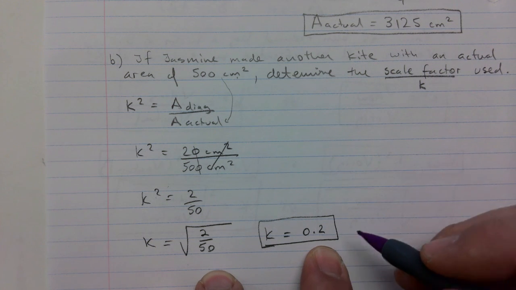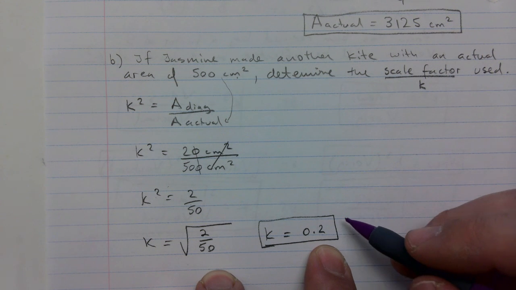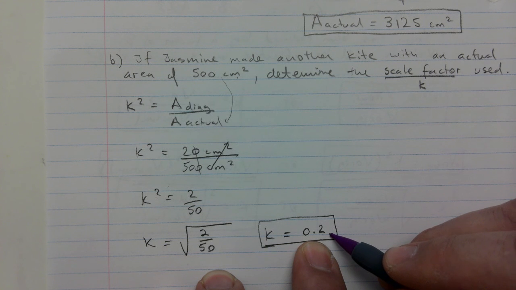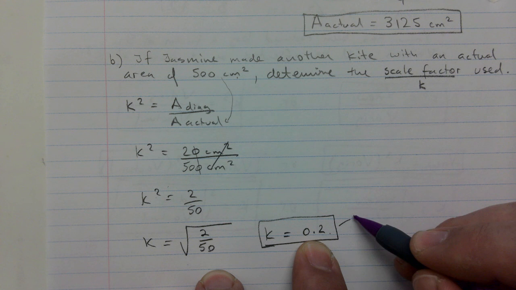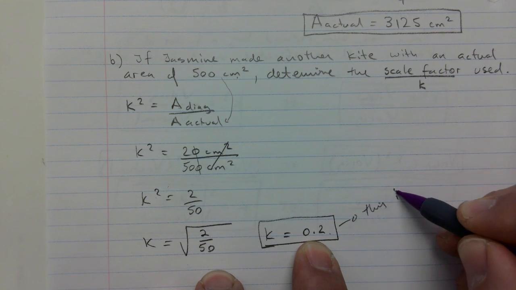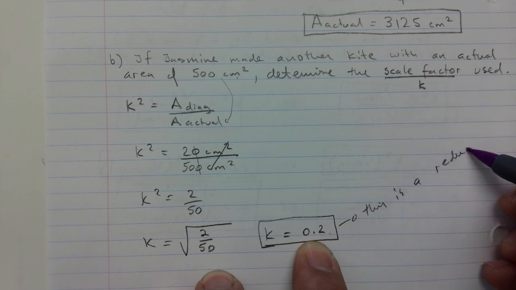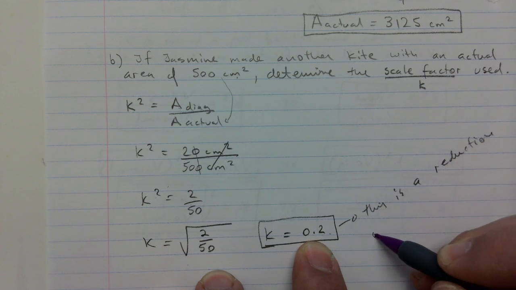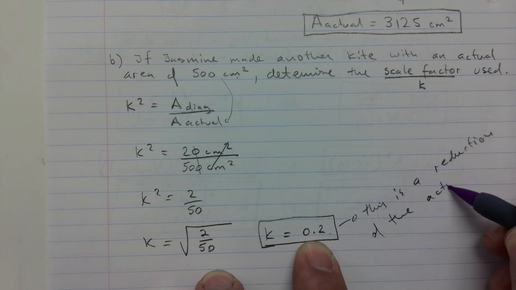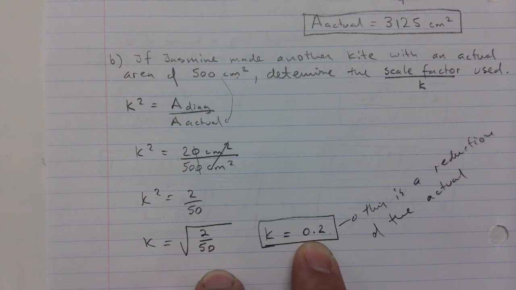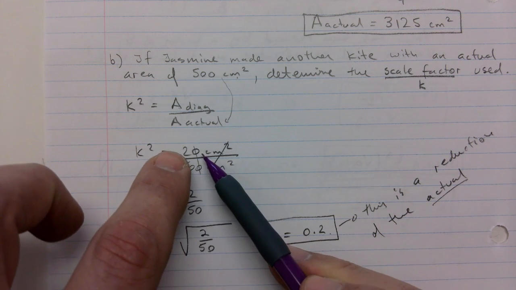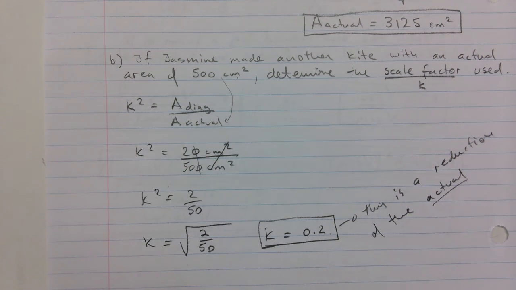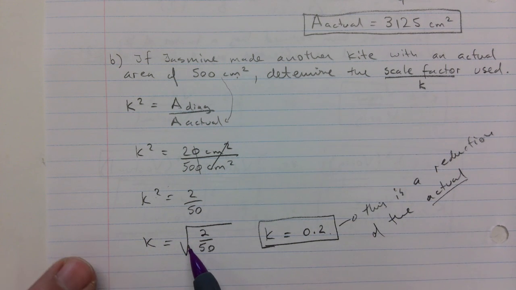And does this make sense? Yes, because remember, this is always telling you what happened to the original or what happened to the actual, right? This is a reduction of the actual. So the diagram obviously is a reduction of the actual. And that's what needs to be said, right? From 500 to 20, obviously that is a reduction. So you expected that. The key here is the square root.